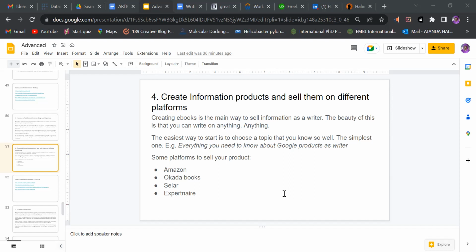So my point is, something that is simple to you, something that you're so familiar with, something that is like reading ABC for somebody your age, that is so simple to you, you can turn that thing into an information product. And I say anything at all.